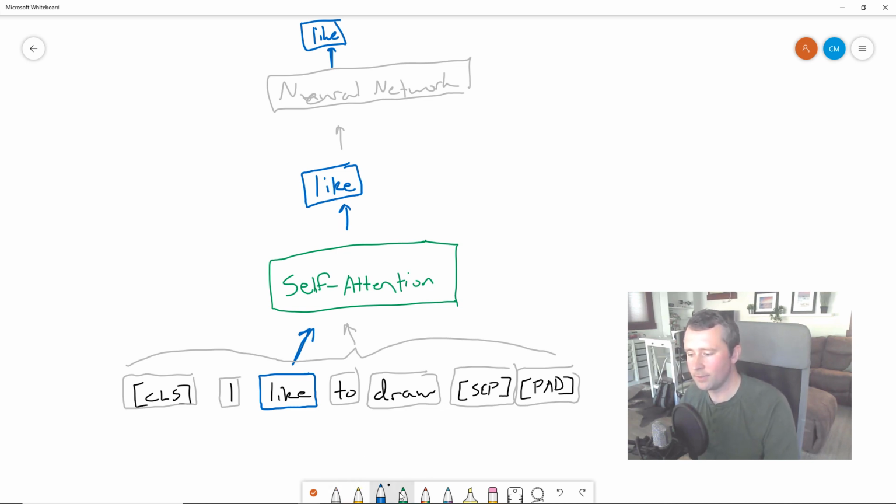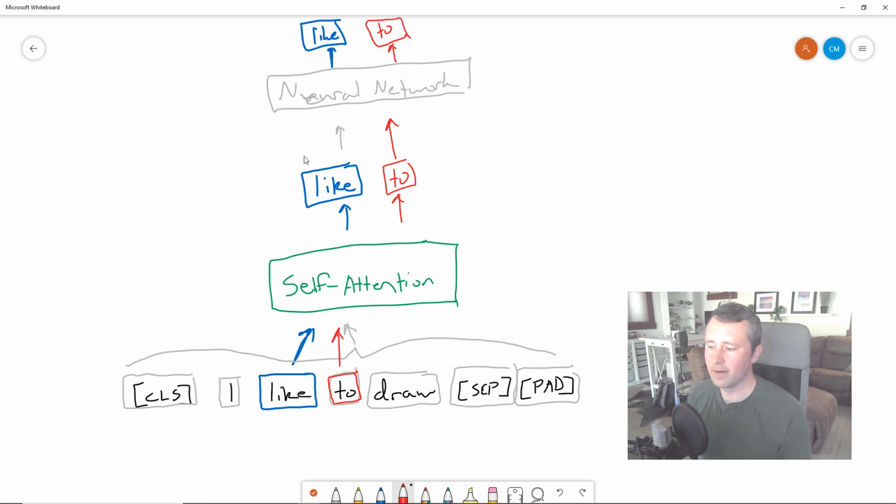So if we move on to the next word in the sentence, like, or excuse me, to, then it'll be the same thing. I'll go in, and then only the word to will be input to the neural network, and then we'll have this encoding for the word to. All right, hopefully that helps some.